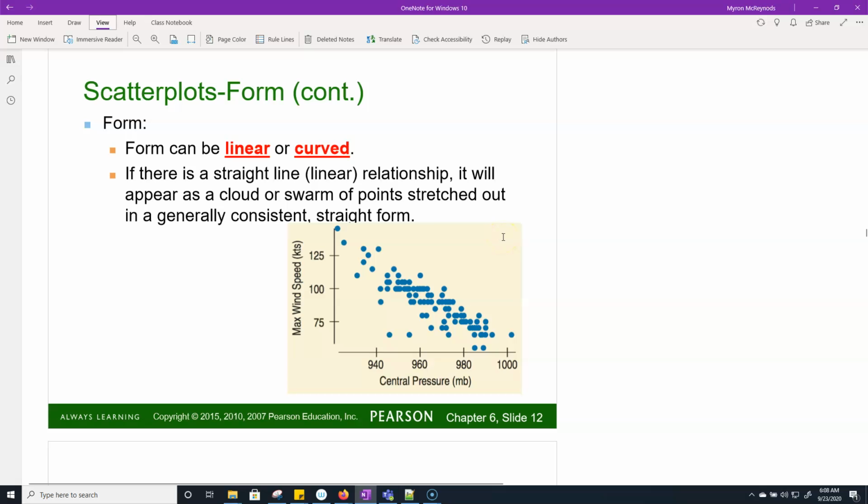The form can be linear or curved. Now in on level, we're focusing mainly on linear. We might get into curved a little bit. If there's a linear relationship, it'll appear like a cloud or a swarm of points, but it has a consistent straight form, and almost in your head you can draw a line, like I said. And you'll be able to do that if it has a linear relationship.